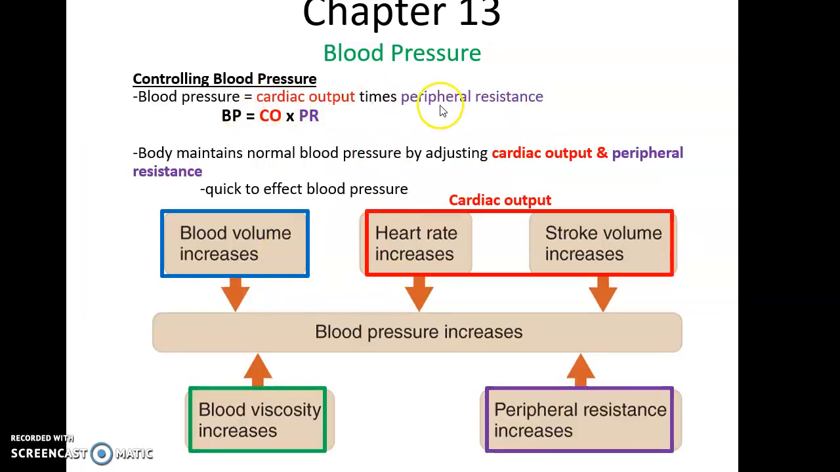All right, so blood pressure equals cardiac output times peripheral resistance. This is what we usually interpret as meaning blood pressure. The body is able to easily control cardiac output by speeding up or slowing down the heart, and relatively easily able to control peripheral resistance by constricting or dilating arteries. These are quickly able to affect blood pressure. Blood volume and blood viscosity, on the other hand, take a lot longer to adjust.